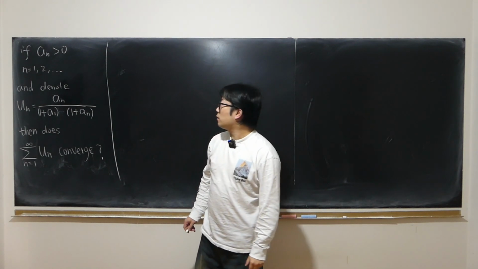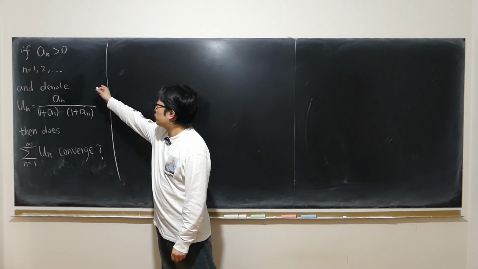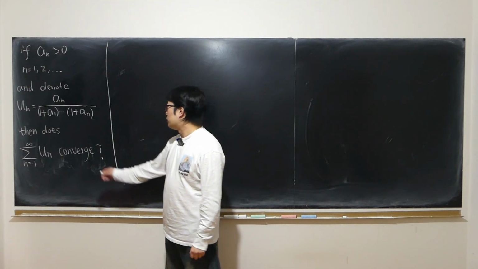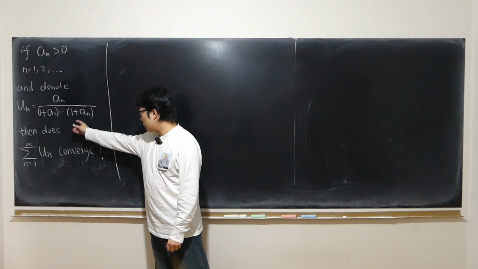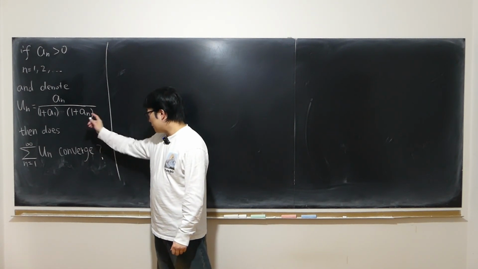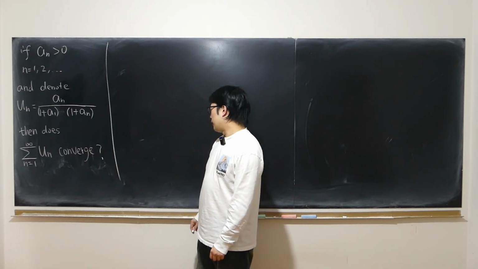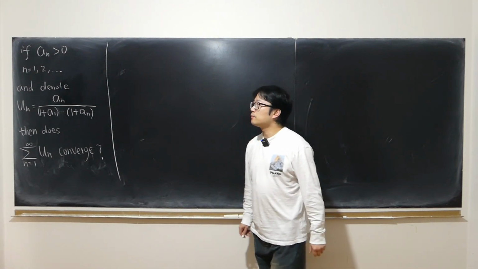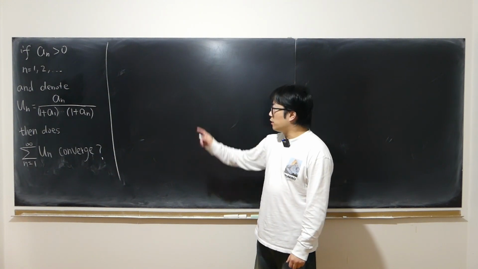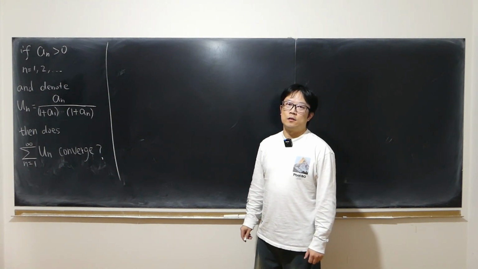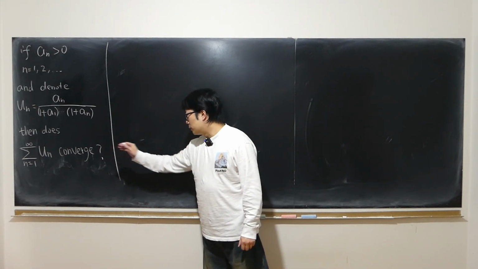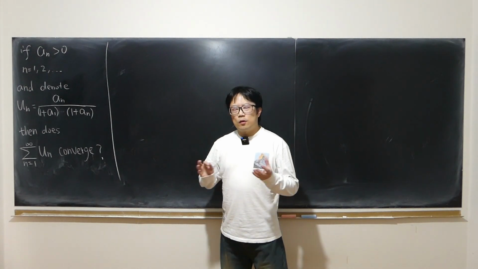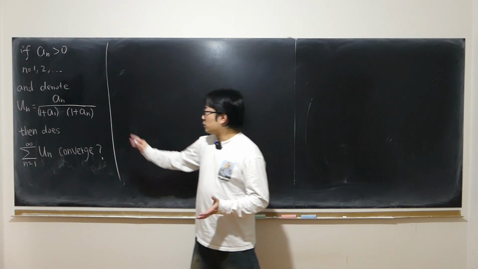We have an infinite positive real number series, a_n, and we denote u_n as a_n over (1 plus a_1) times (1 plus a_2), all the way up to (1 plus a_n). So we want to find out whether this infinite series is convergent or divergent. We don't even know if the series of a_n is convergent or divergent. Somehow we expect the result to be the same. While it's not immediately obvious, I will show you why.